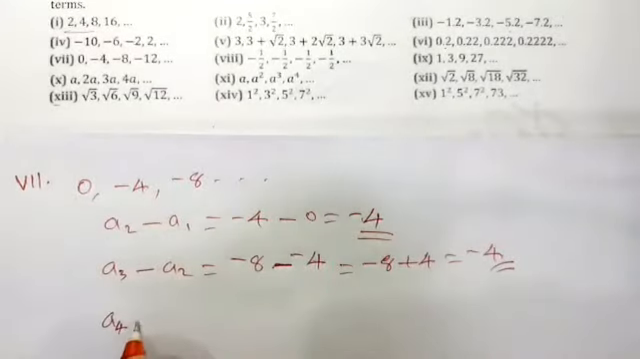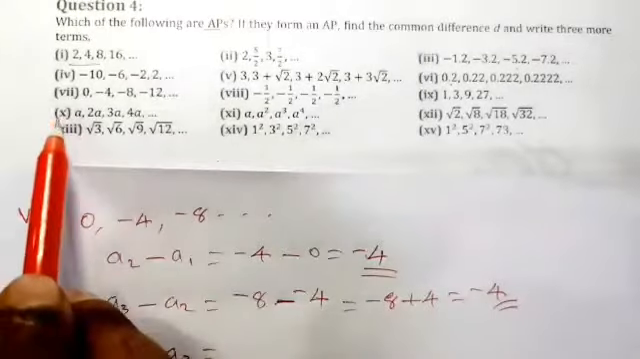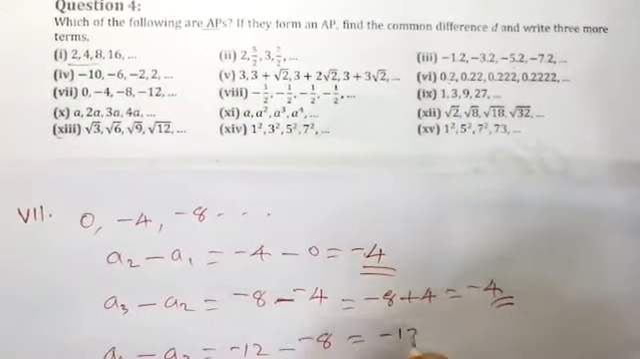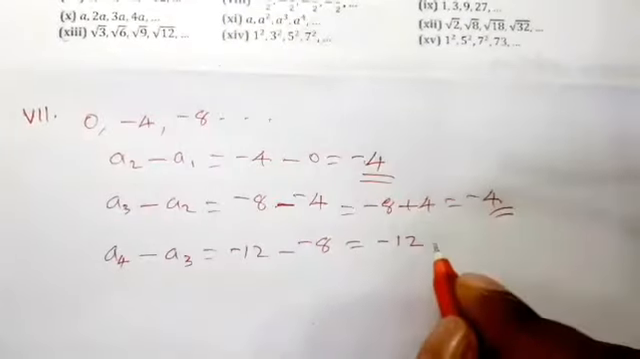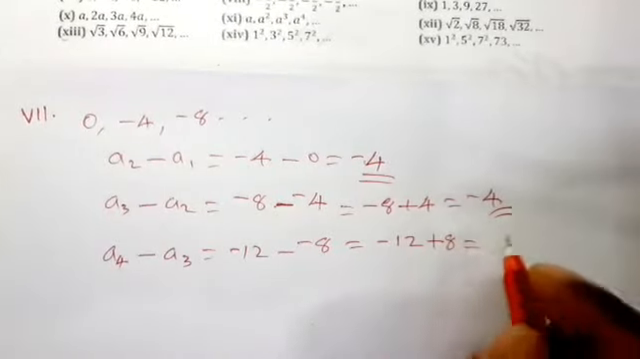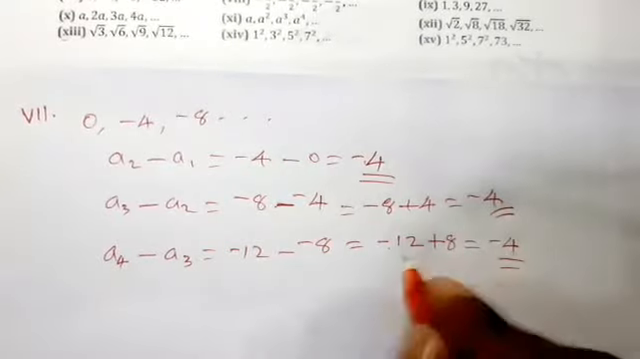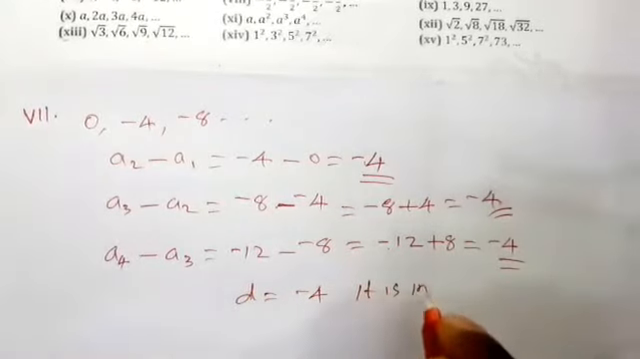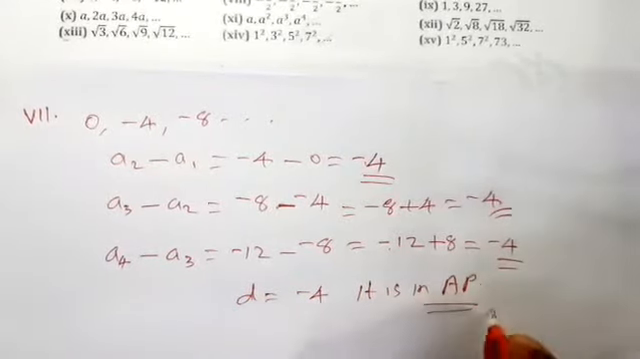Now we can check the fourth and third terms' difference also. Here the fourth term is given as minus 12. So minus 12 minus minus 8 is equal to minus 12 plus 8, which is equal to minus 4. The bigger number has the negative symbol, and the difference is 4. So here the common difference is minus 4. So it is in AP. AP means arithmetic progression.